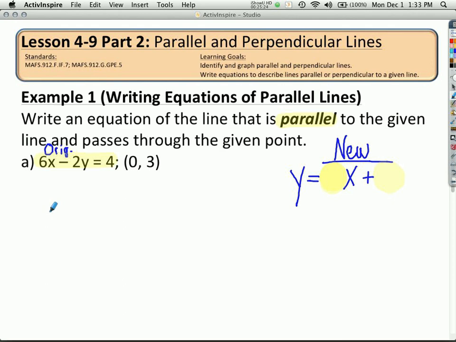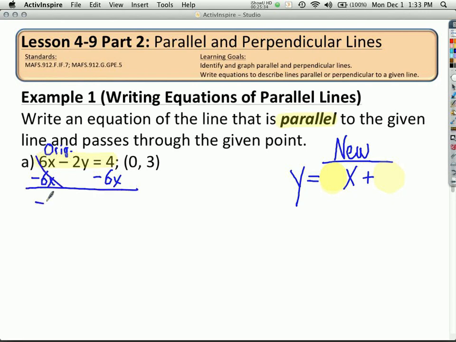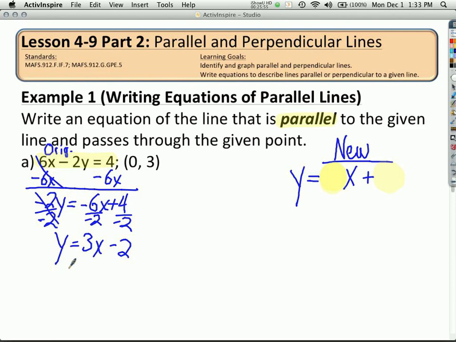Don't do it. I'm going to do it super fast, at lightning speed. Okay? Don't do it. I just want you to watch. Subtract 6x from both sides. That cancels out. Negative 2y equals negative 6x plus 4. And then divide by negative 2, divide by negative 2, divide by negative 2. This cancels out and we get y equals 3x minus 2. All I did was rewrite this like this. So what's the slope of this line?